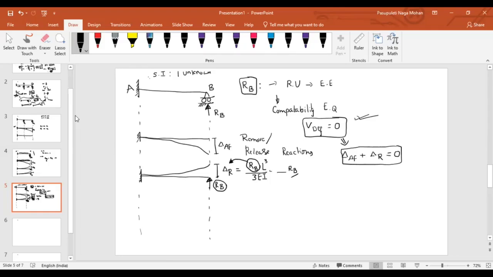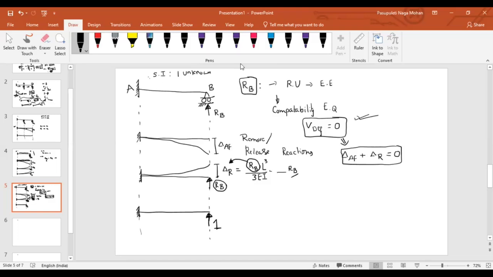But if you have more unknowns, then you cannot visualize the same kind of thing. So instead of applying a force of RB, what I will do is apply a force of magnitude 1.